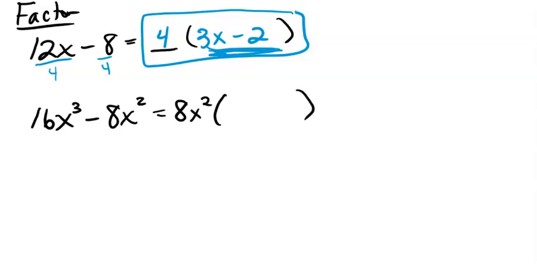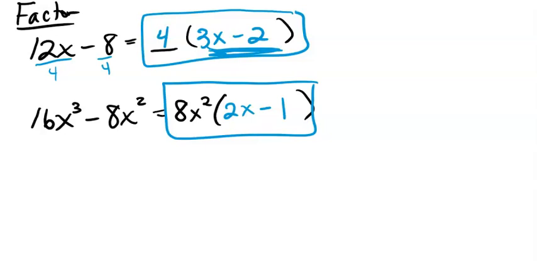Then we're looking for what 8x squared would multiply times to give us what we started with. So 8 times 2 would give us the 16, and x squared times x would give us the x cubed. Minus, well, 8x squared times what is going to give us 8x squared? Times 1. So there's our final answer.